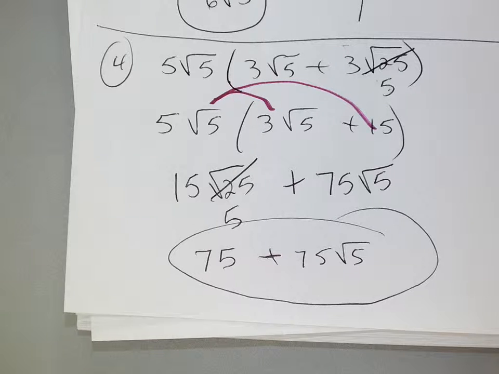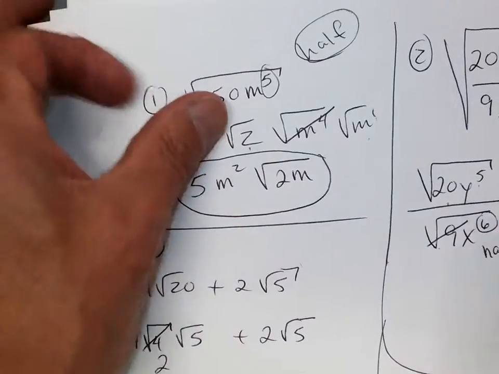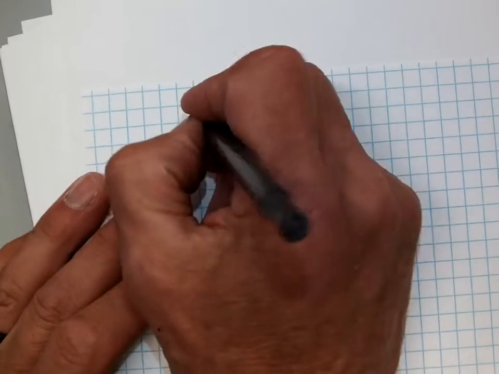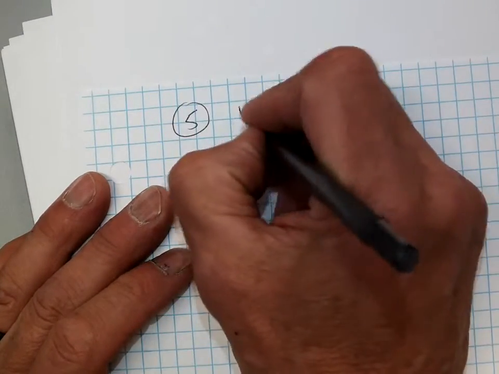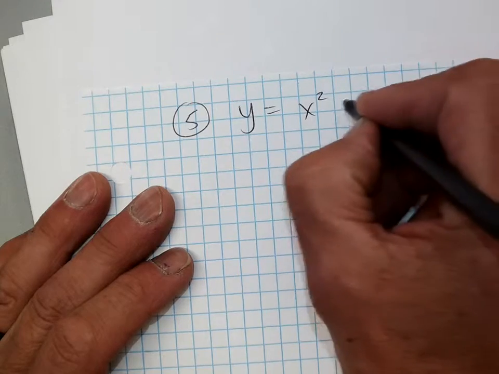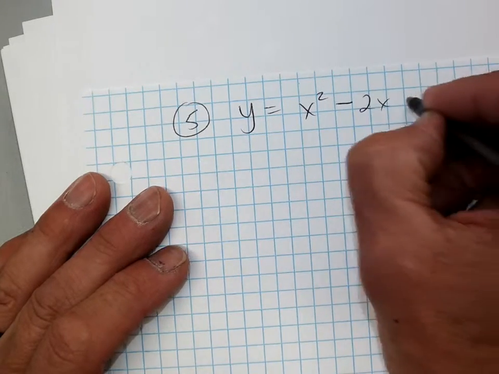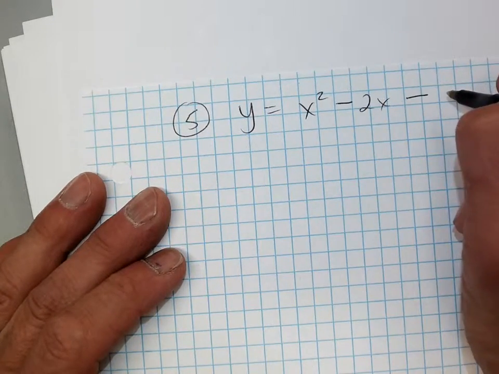Oh yeah, that's it. Number 5. Let's do number 5 on a piece of graph paper, okay? Alright, here we go. Number 5. We're going to do graph paper, okay? y equals x squared minus 2x minus, is it 24? Yeah, minus 24.